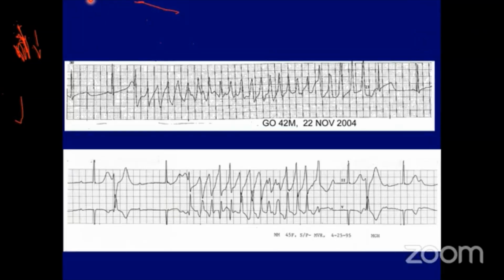It's a very important issue in the board exam, because they also give the option of ICD, but the answer, the choice, is ablation.